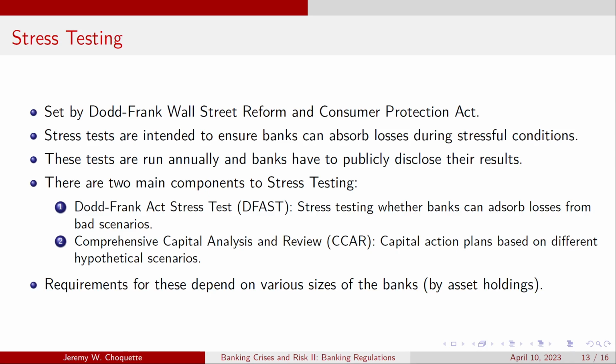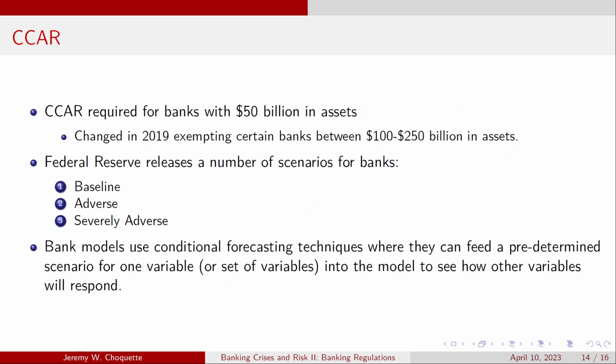And there are two main components to stress testing. There's a Dodd-Frank Act stress test, and this is stress testing whether banks can absorb losses from bad scenarios. And then there's CCAR, Comprehensive Capital Analysis and Review. This is a set of capital action plans that will be based on different hypothetical scenarios. So these two are just slightly different. And the requirements for these depend on the various sizes of the banks as set by asset holdings, right? How big is the bank?